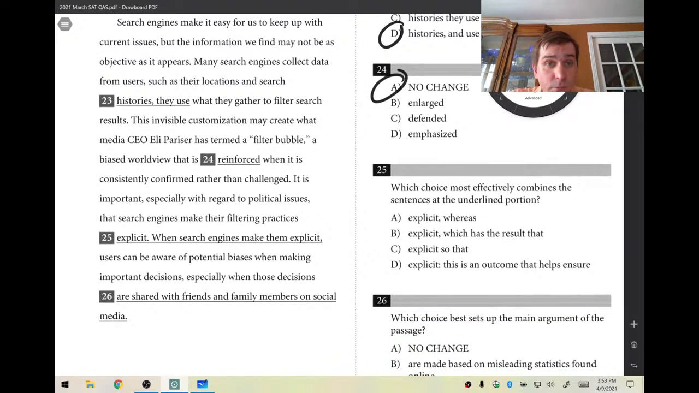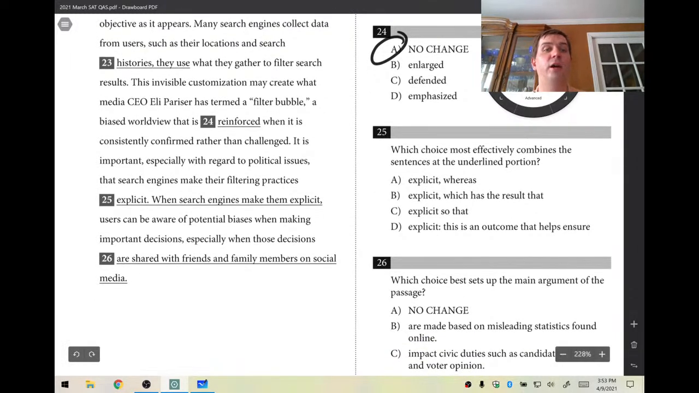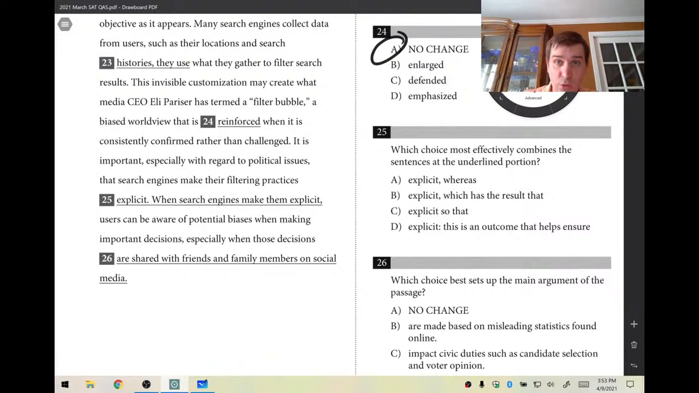25. All right, it is important, especially with regard to political issues, that search engines make their filtering practices explicit. When search engines make them explicit, users can be aware of potential biases. So we just want to combine these sentences at the underlined portion. I'm going to utilize my count the number of words strategy because some of them are so obviously incorrect that I think this will help. But let's see if the most concise answer choice was correct or not.